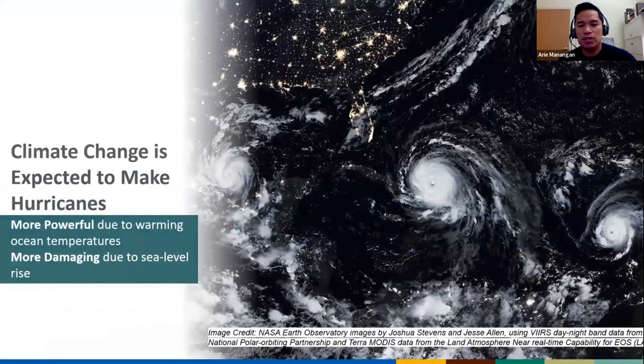Climate change is expected to make hurricanes more powerful and more damaging. Here is an image of three hurricanes in the Atlantic Basin in September of 2017. These three hurricanes were Jose, Katia, and Irma. Hurricane Irma, the middle hurricane, was an extremely powerful hurricane that caused an estimated $77 billion worth of damages and 134 fatalities. Next slide, please.